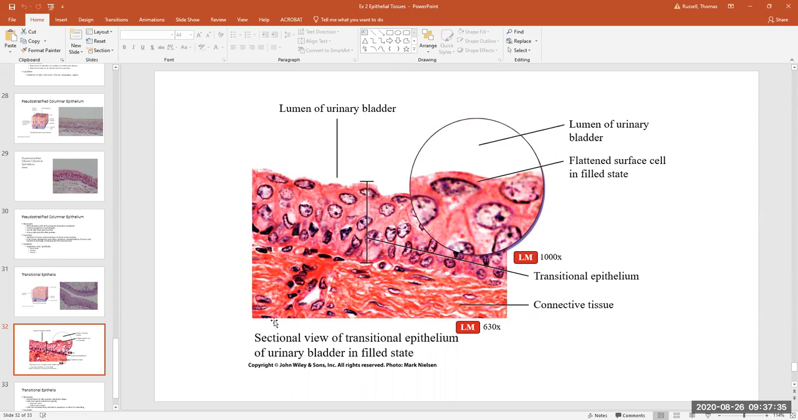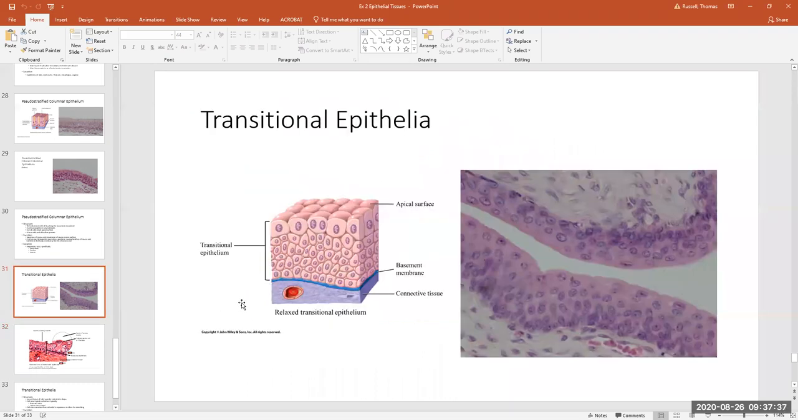So the transitional epithelium ultimately is going to function to allow a distortion, if you will, of the tissue without being damaged. Basically, it can stretch. So the tissue can stretch and the cells won't be damaged. So let's take this case. Here's a real picture of it. Here's a section through the bladder. And this is the transitional epithelium right here.